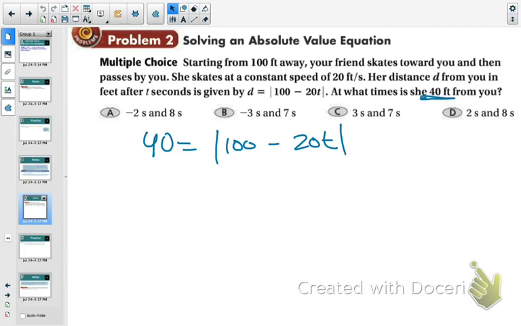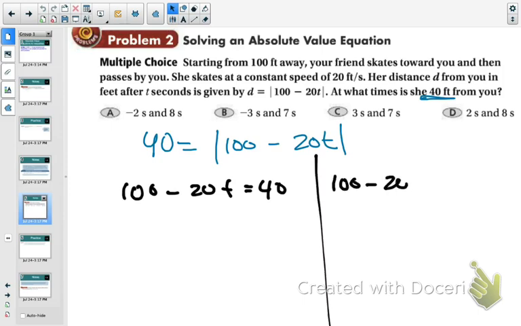Again, because it's an absolute value, it can be two different scenarios here. We can have positive 40 or negative 40. So set up the first one, 100 minus 20t equals positive 40. And then the next one, 100 minus 20t equals negative 40. Okay, and then I just have to solve both of them.